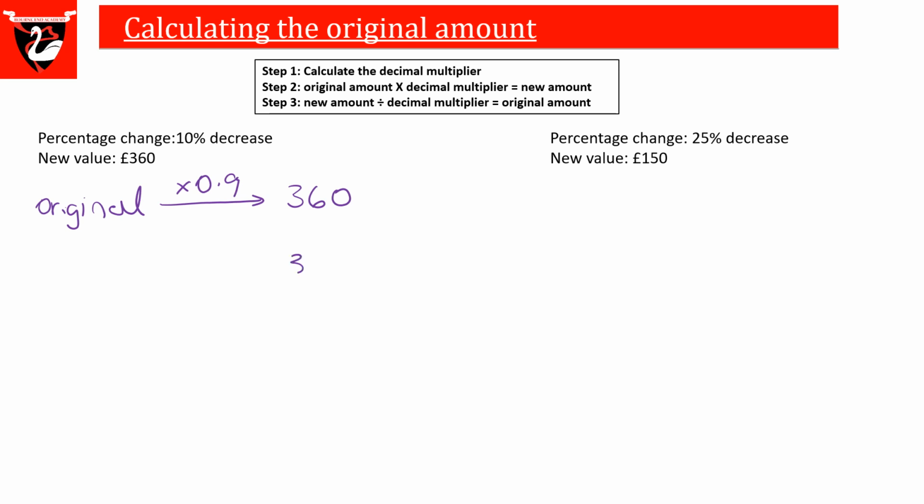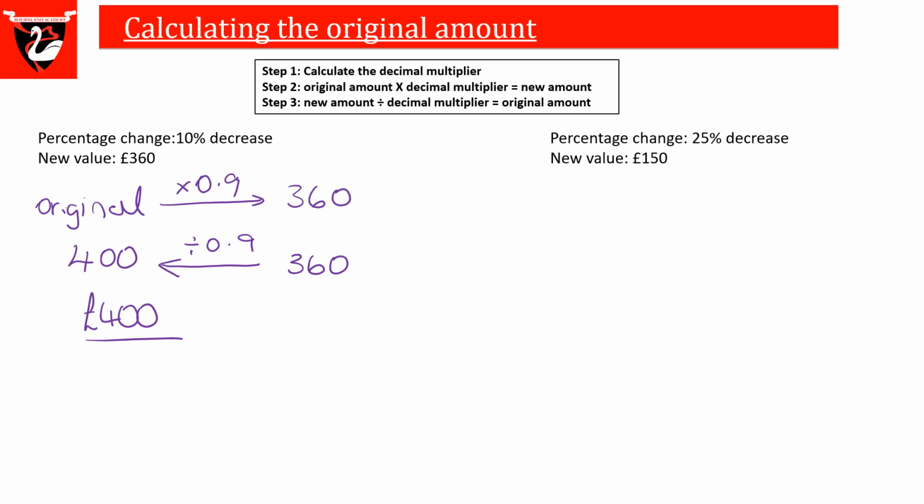So we now reverse our equation. We start with our new amount, which is 360. This time, because we've reversed, we're going to divide by our decimal multiplier, which is 0.9, giving us a final answer of 400. So the original value was £400.